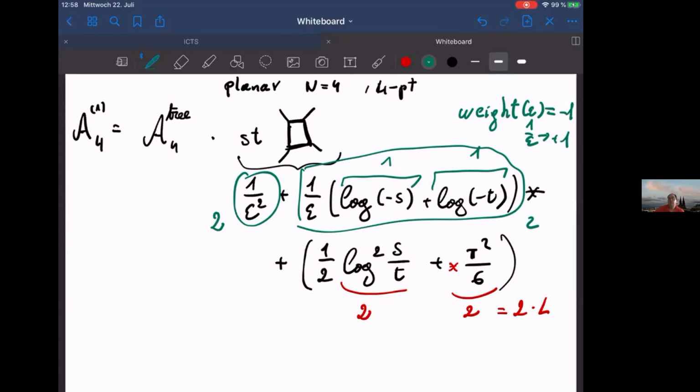If you were to compute this amplitude in QCD, for example, you would have terms of weight 2, weight 0, and weight 1. In N=4, you saturate the bound and you only have terms of weight 2. Okay.